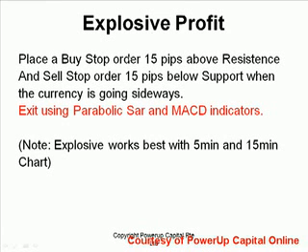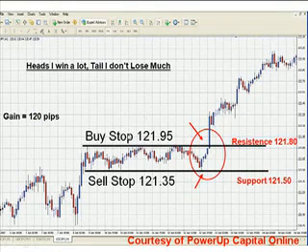What you do is you place a buy stop order 15 pips above the resistance and a sell stop order 15 pips below the support when the currency is going sideways. Now here the keyword is sideways. So for example, the currency is going sideways and this line above is the resistance line and this line below is the support line. Now how do you get these lines?